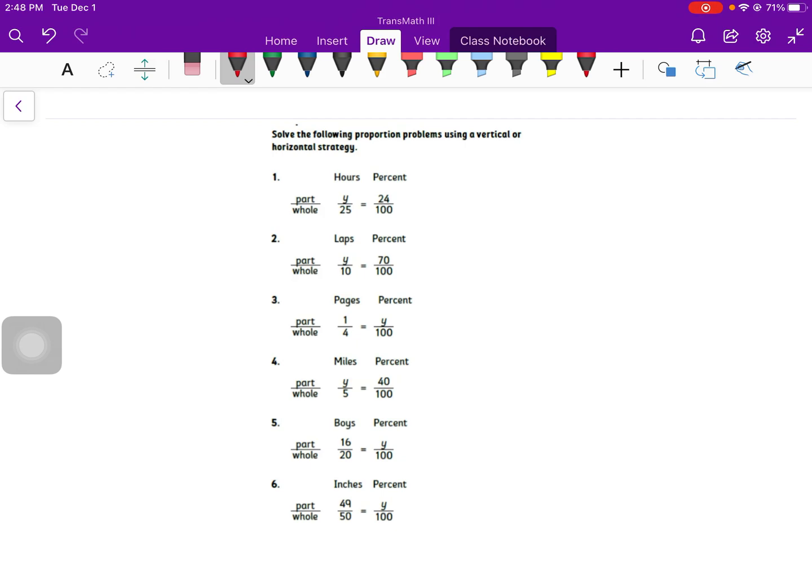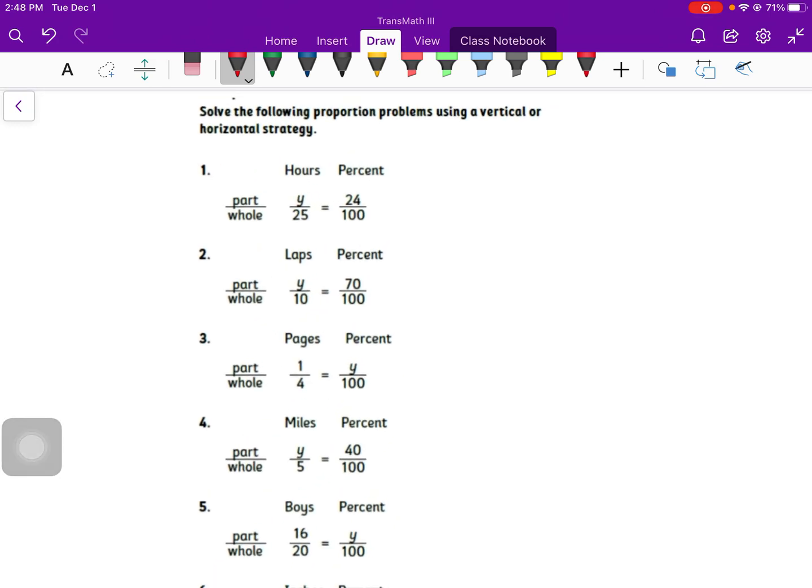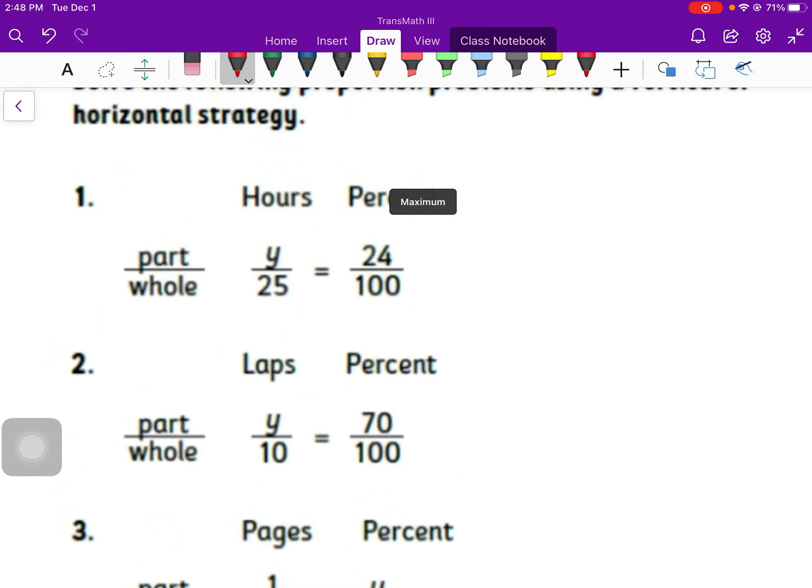So for these 6 problems, go ahead and solve, and then I want you to actually give a label. Okay, if you're given, like for number 1, you're solving for the number of hours, so you're going to find what Y equals and write that number hours, or laps, or percent, and so on. Okay, I need a label for all of these. So pause the video, work through these 6. When you're done, unpause and see how you did.